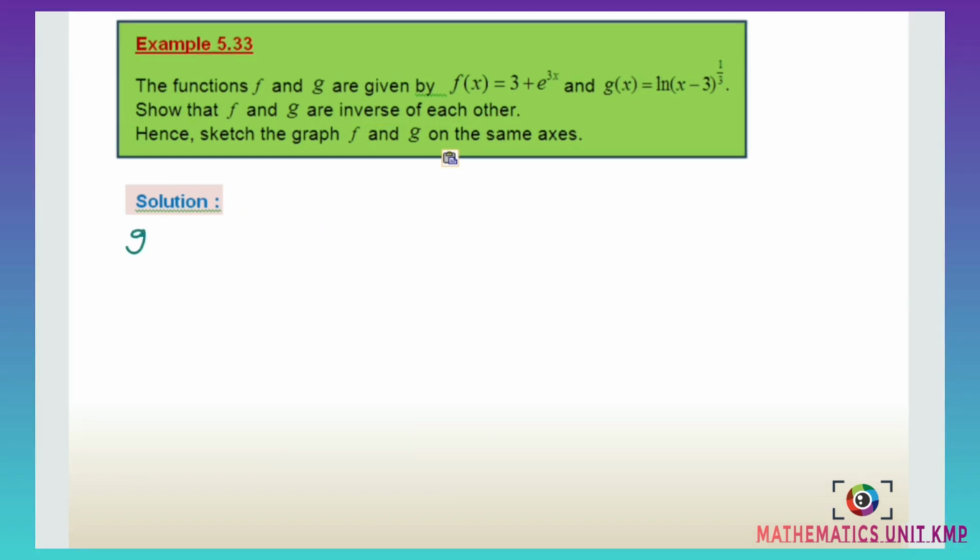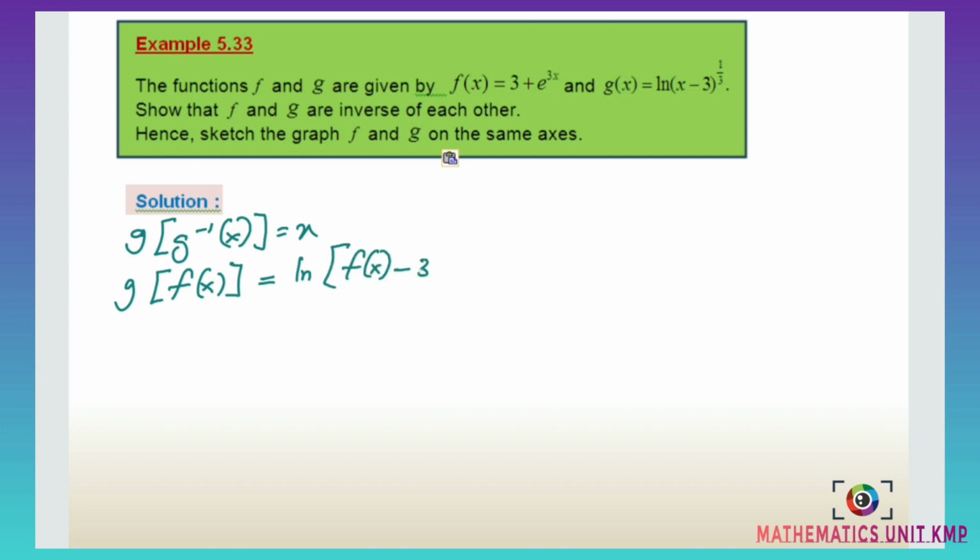Next, the concept is g composite g inverse equal to x. Now, find the g composite f(x) to show that f is the inverse of g. Refer from the function g, ln, and the input is f(x), minus 3 to the power of 1 over 3. Ln, the function of f(x) is 3 plus exponent 3x, minus 3 to the power of 1 over 3.